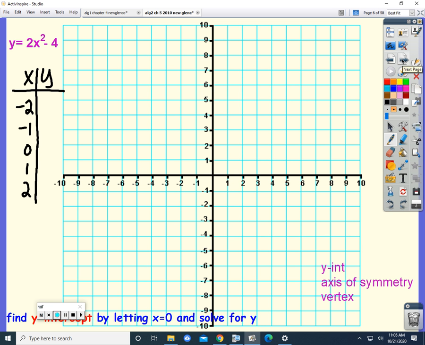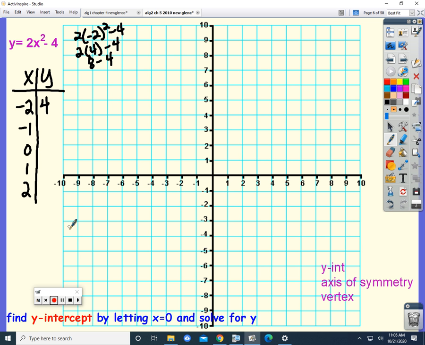2x squared minus 4, so be real careful with your math. And then you can see on here I've got 3 things over here to the side that I'm going to have to find after I get my graph done. So again, careful with the math. So I'm going to take -2, and I'll do it up here, squared and then minus 4. So that will turn into 4, and then that will be 8 minus 4, so I get a 4.